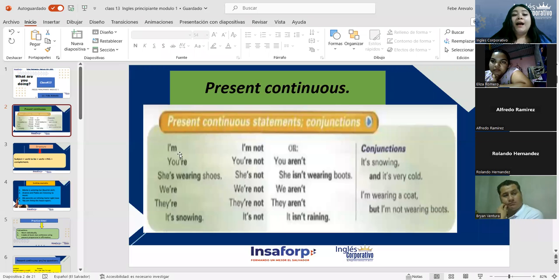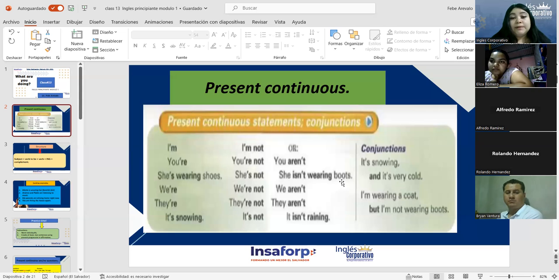All right, let's check. I'm wearing shoes. You're wearing shoes. She's wearing shoes. We're wearing shoes. They're wearing shoes. It's snowing. I explained this yesterday. I'm not wearing boots. You're not wearing boots. You aren't wearing boots. Con el I am no tenemos otra contraction, no tenemos otra manera de decirlo. Por eso, solo para los demás subject pronouns se les da como two options, right? Se les dan dos opciones.